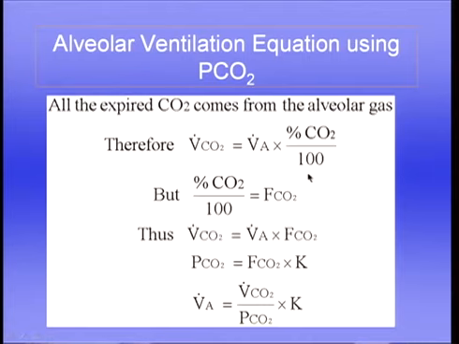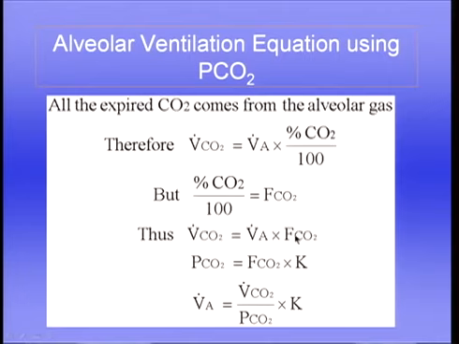So instead of using a percentage concentration of CO2, we can use what's called the fractional concentration. All the percentage concentrations add up to 100, the fractional concentrations add up to 1. So if we've got, say, 5% CO2, the fractional concentration is 5 over 100 or 0.05. And therefore, we can write the equation that the CO2 produced is equal to the alveolar ventilation times the fractional concentration of CO2.